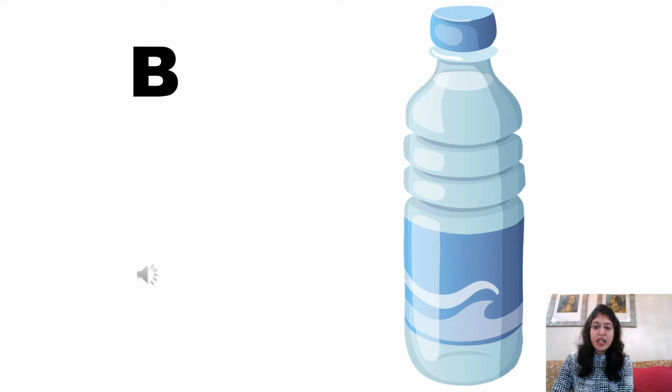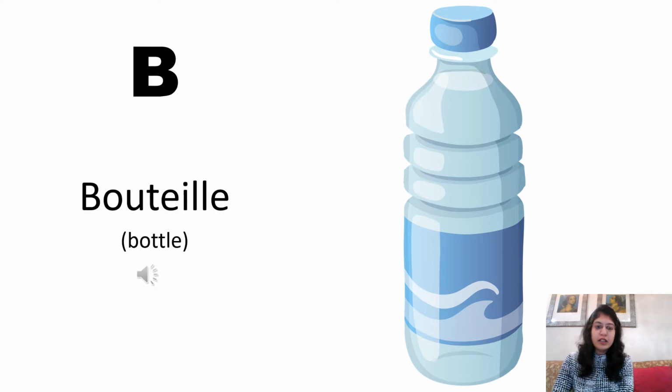B is called bay in French. Bay stands for bouteille, which means bottle. Now look, you already are aware of the oo sound in French. When ou are together, you have to pronounce it as oo, and ILLE in bouteille is to be pronounced as e. So it becomes bouteille.